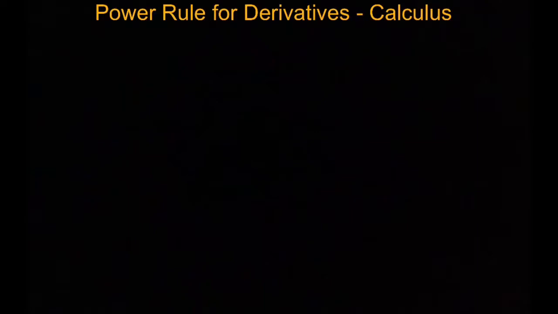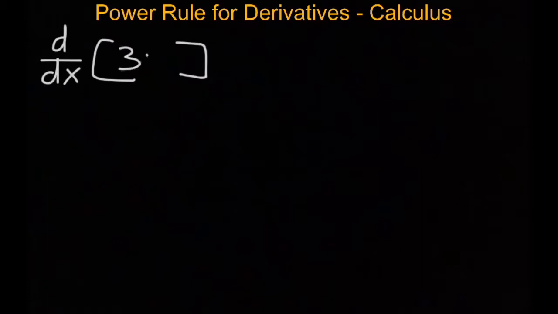So this is why the derivative of any constant is equal to 0. Let's move on to a different type of problem. Let's say we want to differentiate something like this. Find the derivative of 3x to the power of 3. So in this case, our n value is 3. So we can write it out like this.